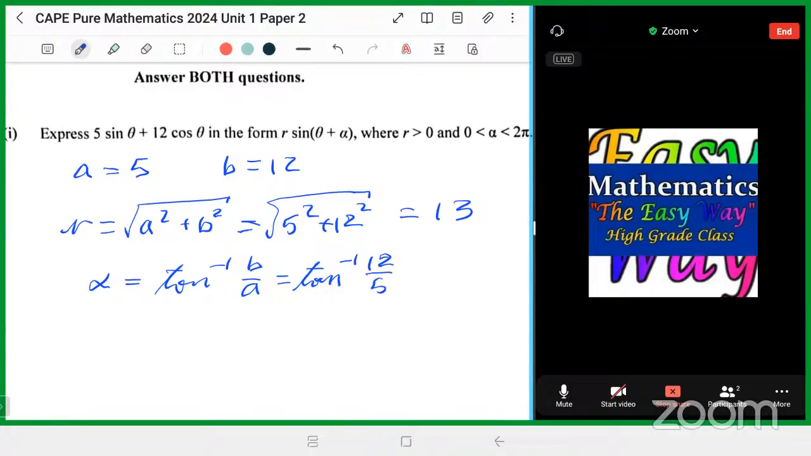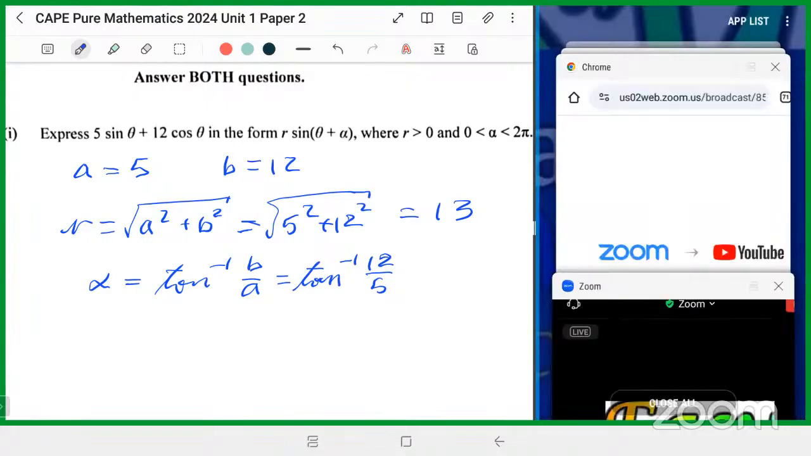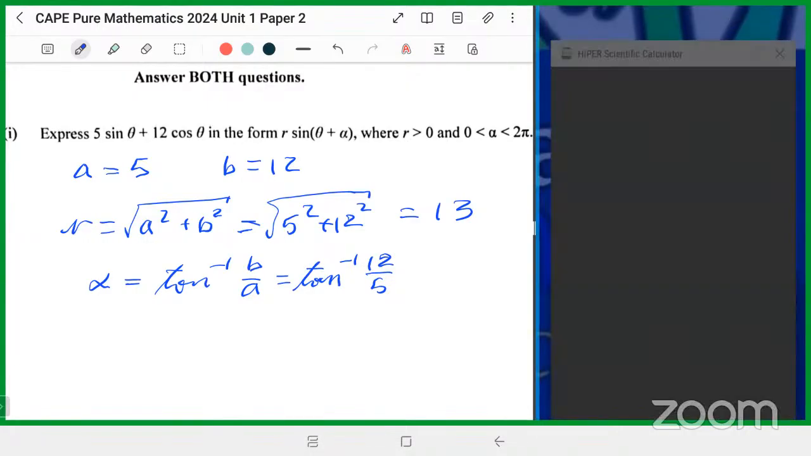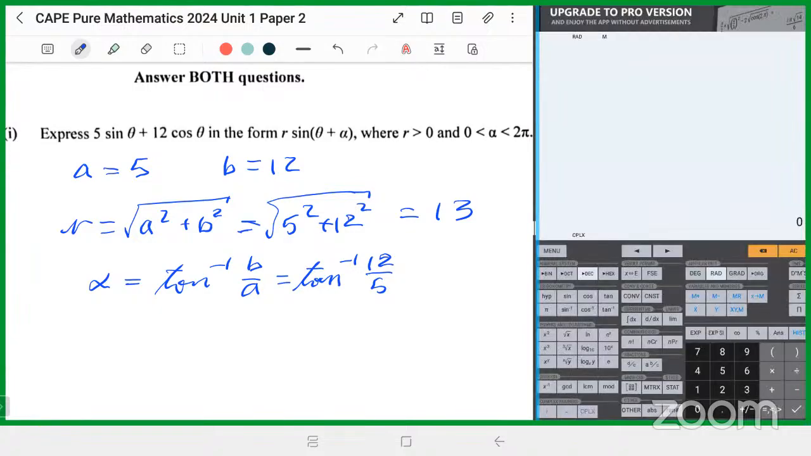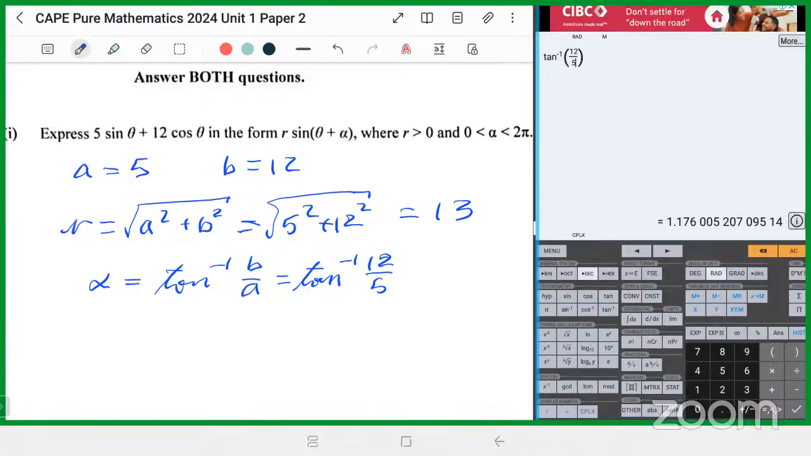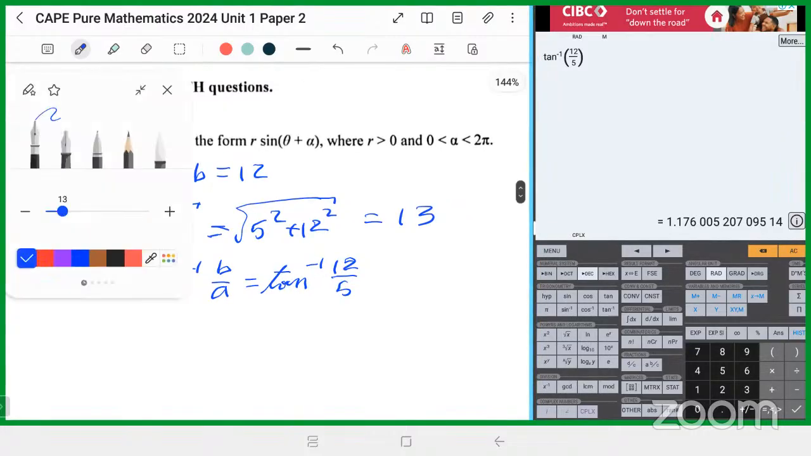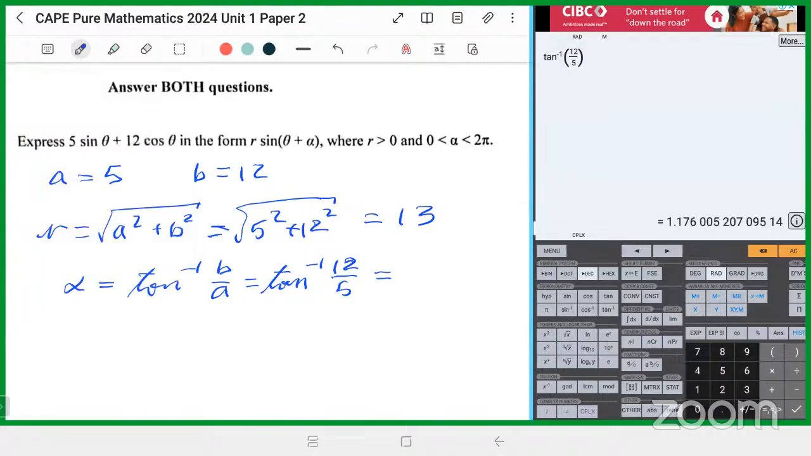Let's get the calculator and do that. We're doing radians, and the calculator is already in radians. I'm doing tan to the minus 1 of 12 over 5. That is 1.18. I'm going to work with 3 significant figures, so 1.18 radians. All right, so that is it.